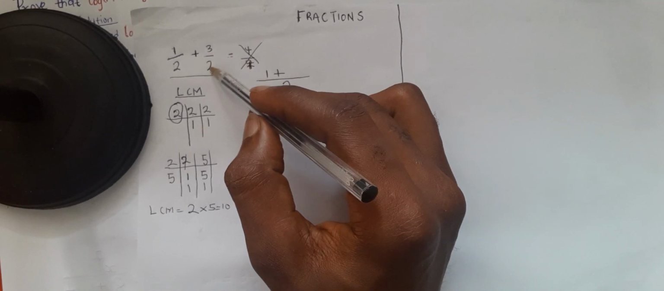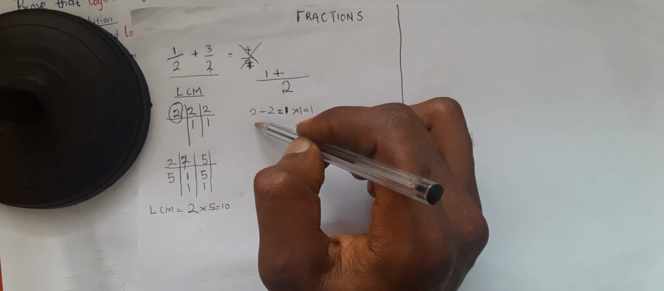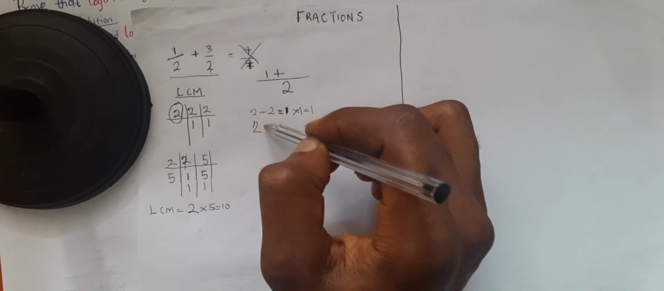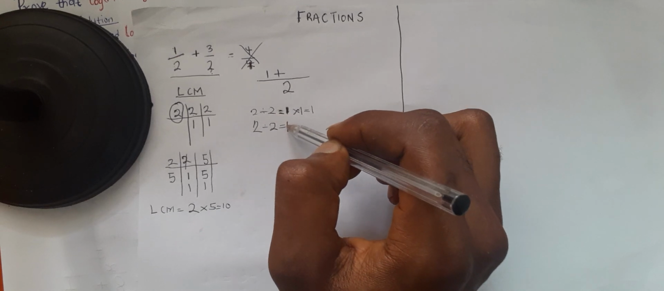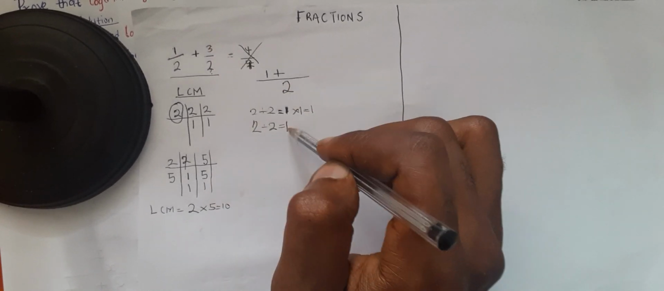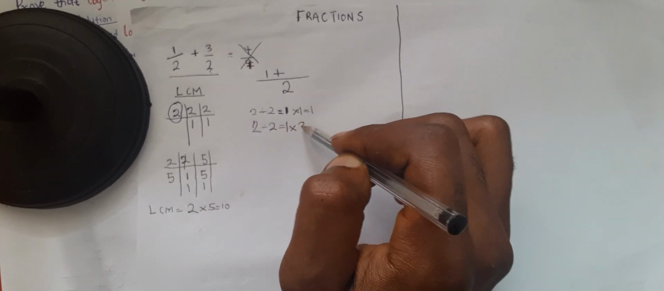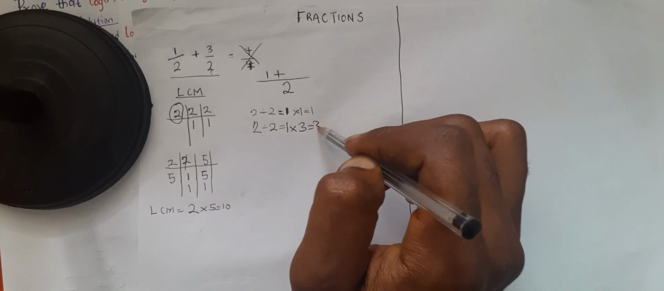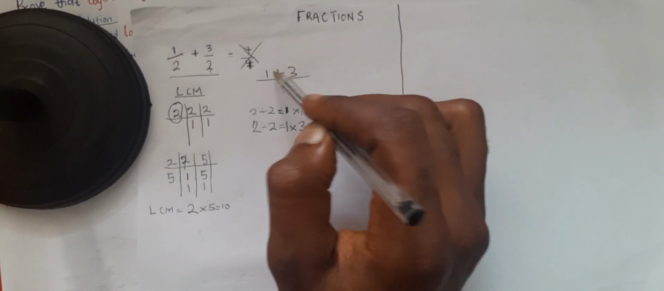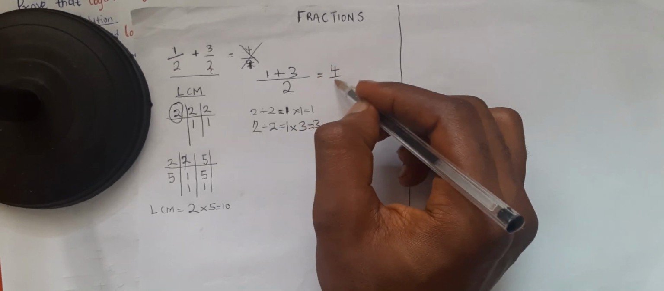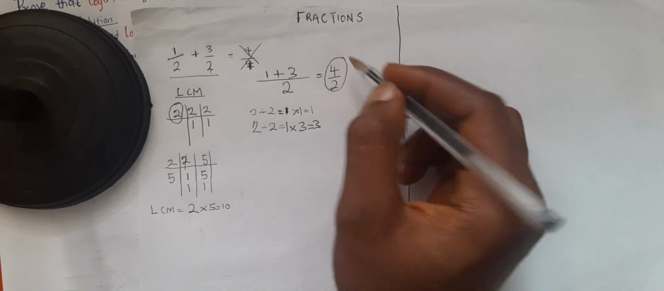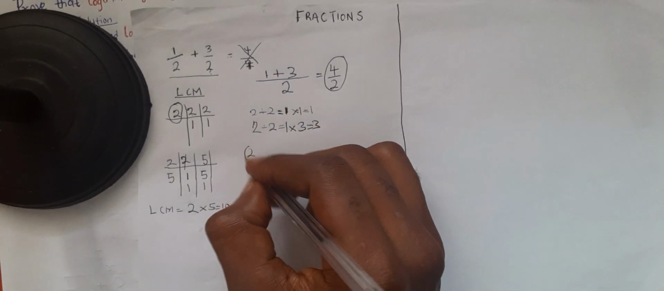Again, come to this one. If the denominator divides the LCM, which is 2 divided by 2, which is 1, and then the 1 will multiply the numerator. That 1 times 3 will give us 3. Therefore, we have 3 here. So 1 plus 3 will now give us 4 over 2. This is how to add fractions. Let's go to another example, example 2.